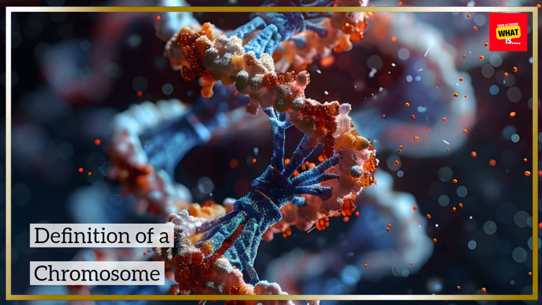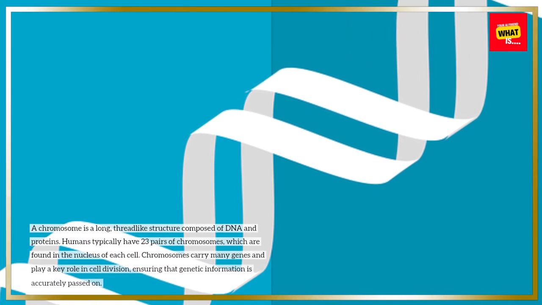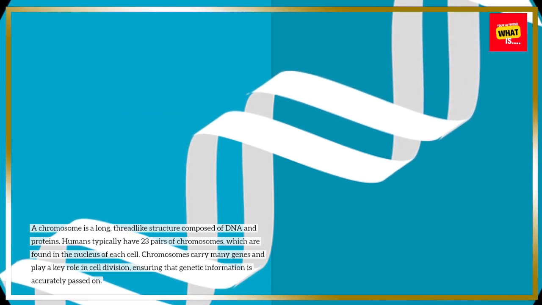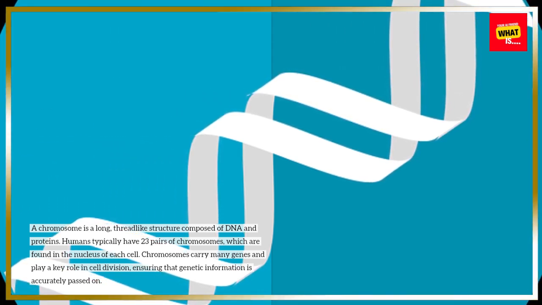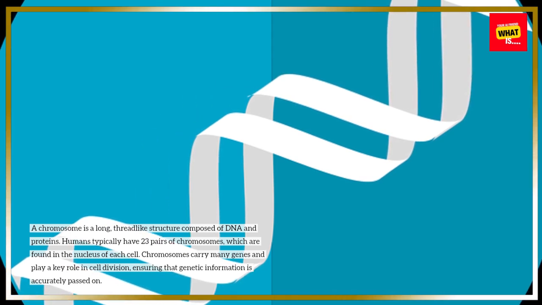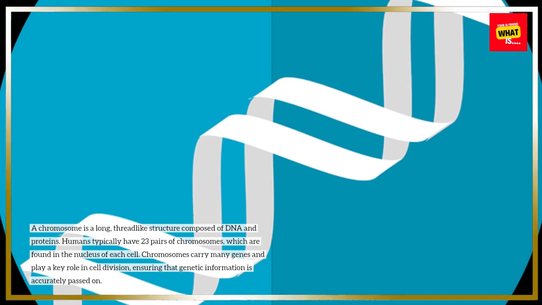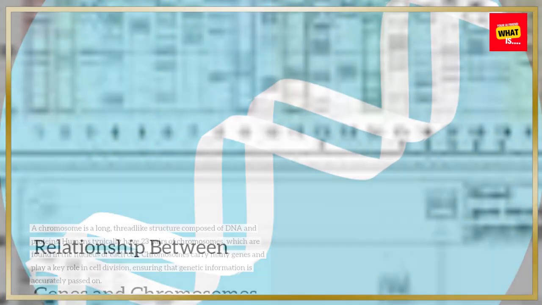Definition of a chromosome. A chromosome is a long, thread-like structure composed of DNA and proteins. Humans typically have 23 pairs of chromosomes, which are found in the nucleus of each cell. Chromosomes carry many genes and play a key role in cell division, ensuring that genetic information is accurately passed on.